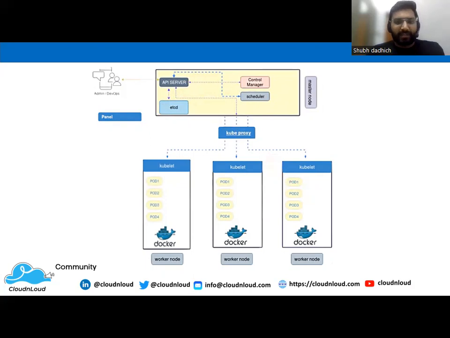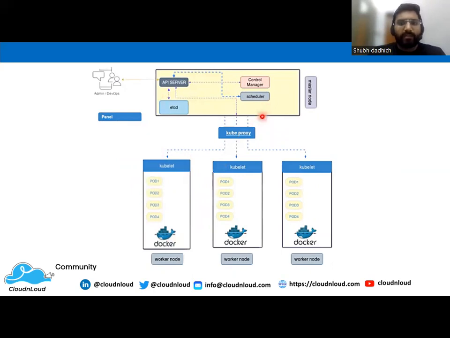Now, what is etcd? etcd stores the configuration information which can be used by the nodes within the cluster. It is consistent and highly available and stores the data in key value format, which is used by Kubernetes as a backing store for all the cluster data, and it stores all the data used to manage the cluster. The next component is the scheduler.